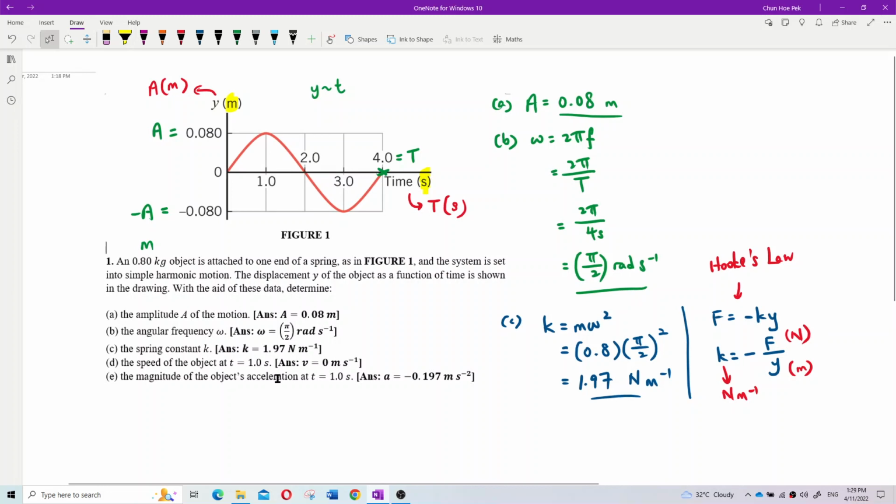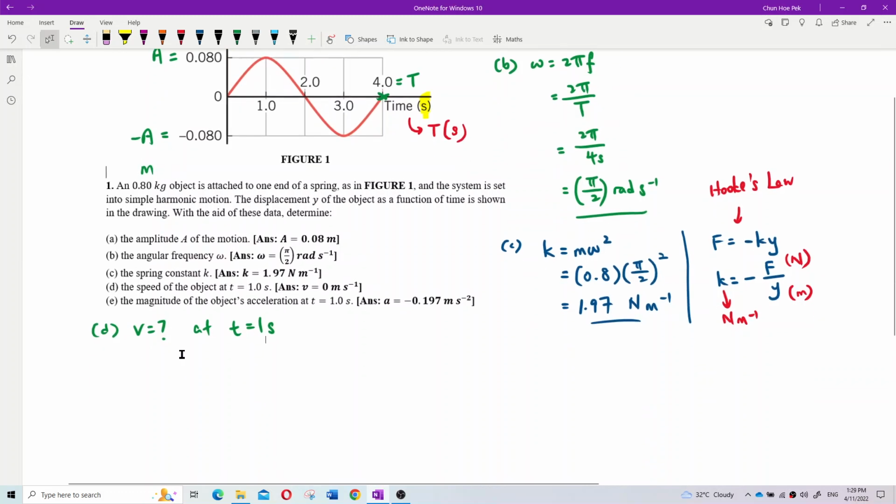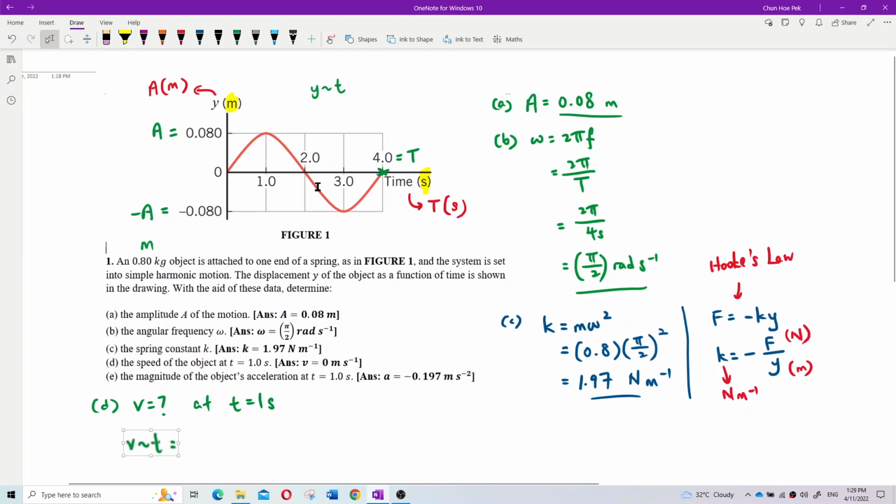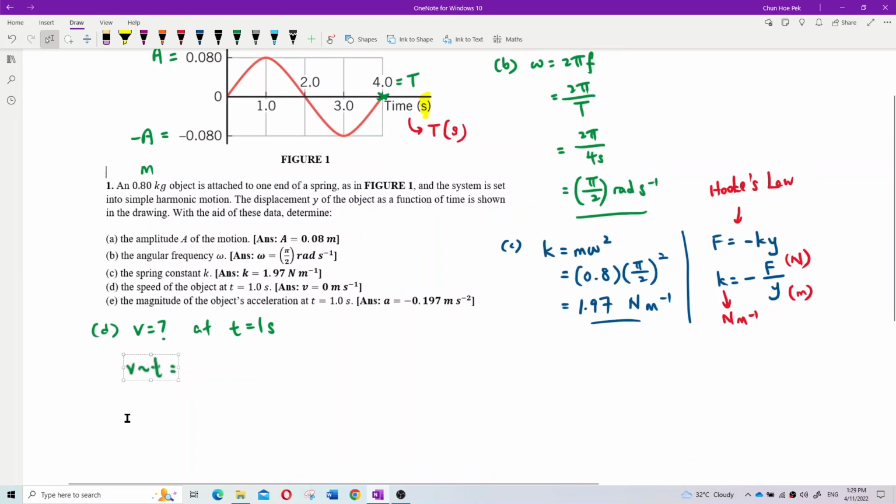Speed of object at 1 second. I want to find the speed of the object at 1 second. For that, I will need to derive the velocity-time equation. There will be a lot of process, and I don't even have the displacement-time equation yet, so I also need to build the displacement-time equation.